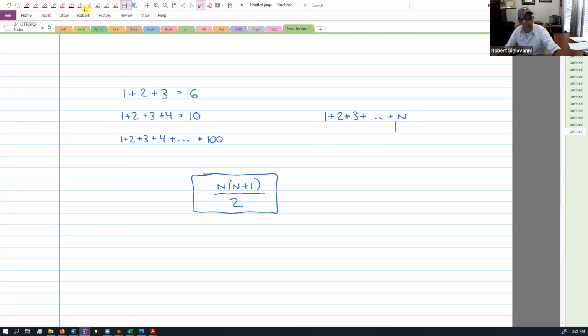So for example, on the first one, we stopped at 3, right? So if you put 3 here and then 3 plus 1, what's 3 plus 1? 4. So 3 times 4, 12. Divide by 2, you get 6. Okay, here we stop at 4. 4 times 5 is 20, divided by 2 is 10. If you plug in 100, it'll be 100 times 101, divided by 2. That'll be what you get if you add up the first 100 numbers. Quick, simple formula.